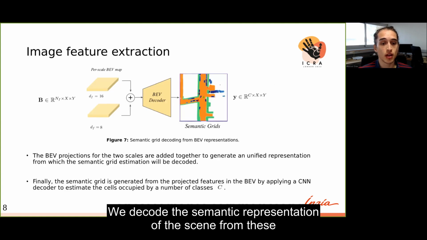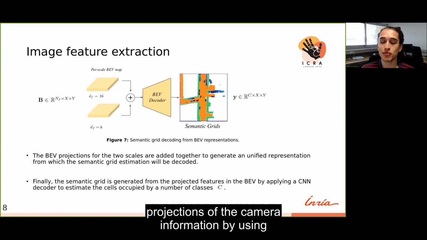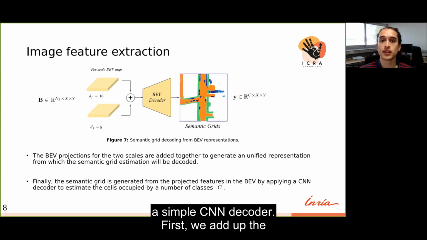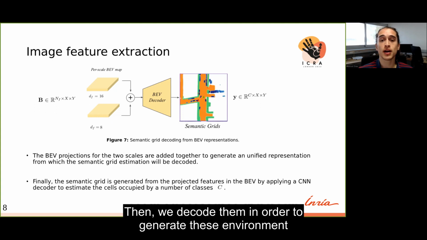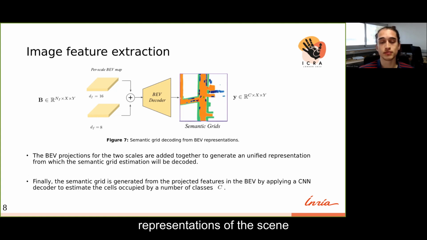We decode the semantic representation of the scene from these projections of the camera information by using a simple CNN decoder and first adding up the two bird's eye view maps from each of the scales of the images, and then decoding them as an image in order to generate this environmental representation with the semantics of the scene.